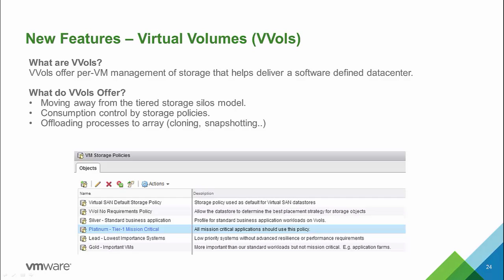vVols turn this upside down and let the workload request certain capabilities through the policy definitions, and then the software-defined data center intelligently places that workload where it will get the features that it requires, but nothing else and nothing more. Also, it helps by offloading certain processes, like as an example snapshotting or cloning, to the storage array, thus making them faster.